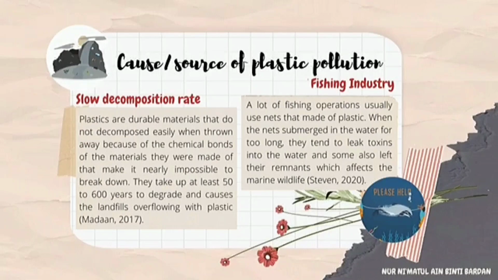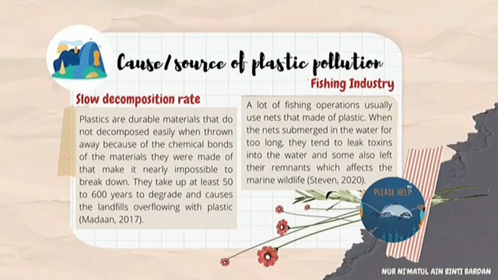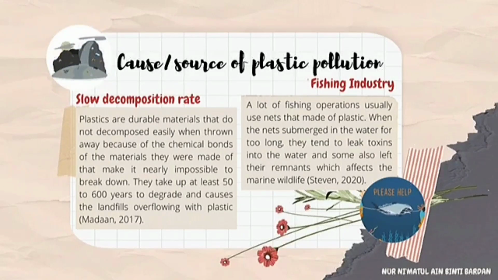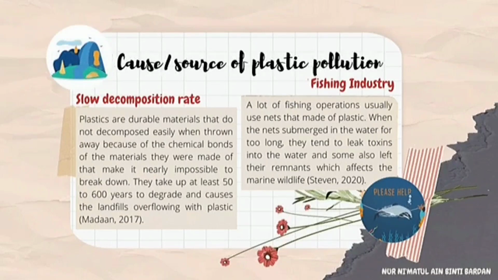Last but not least is the fishing industry. A lot of fishing operations usually use nets made of plastic. When the net is submerged in the water for too long, they tend to leak toxin into the water, and some also leave their remnant, which will affect the marine wildlife.